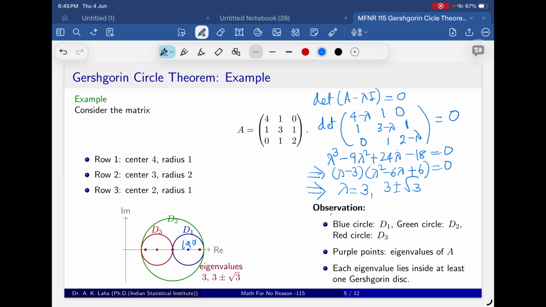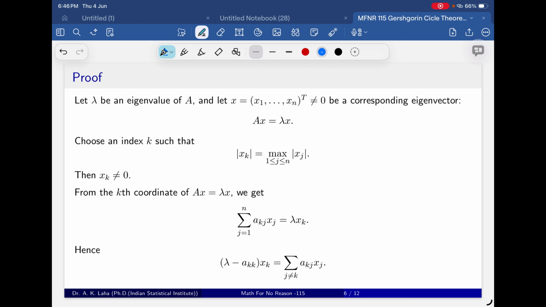We see that all the 3 roots lie within the union of D1, D2, D3. So this set, 3, 3 plus root 3 and 3 minus root 3, is seen to be a subset of the set D1 union D2 union D3, which is the claim of the Gershgorin circle theorem. Now, how do you prove this result?